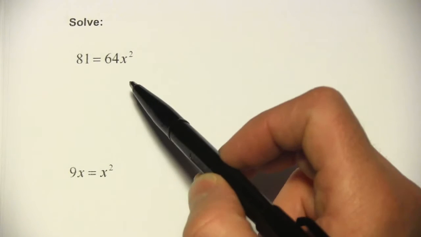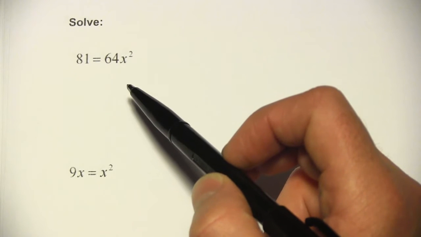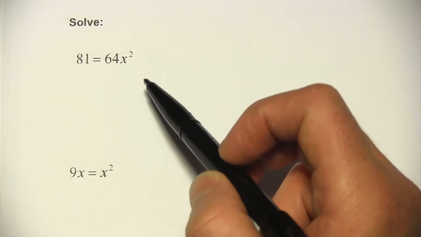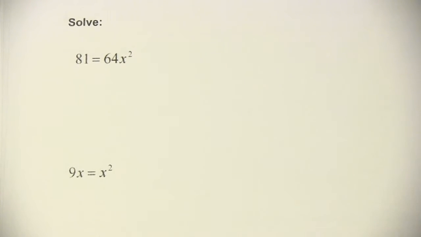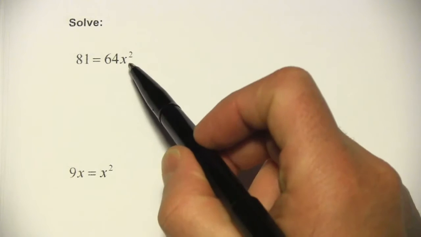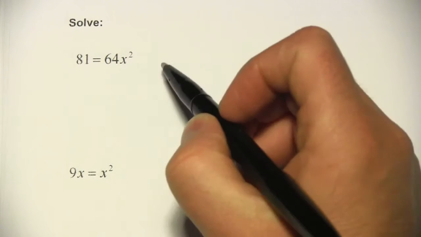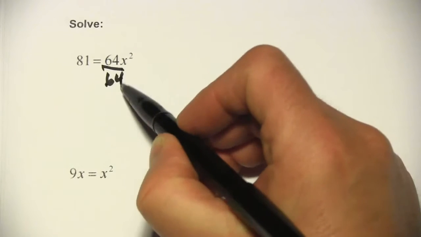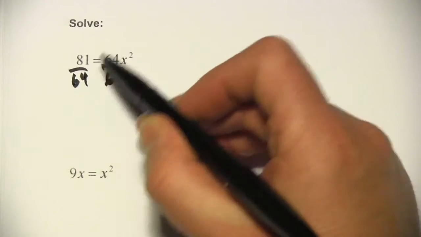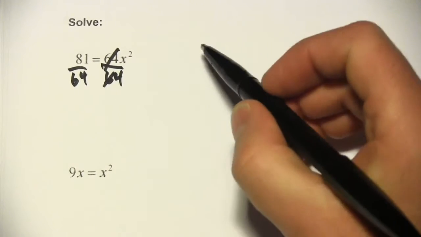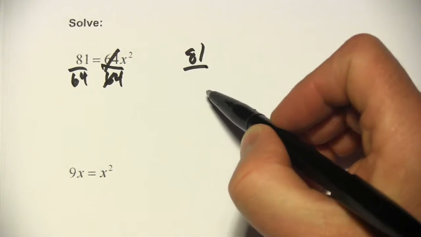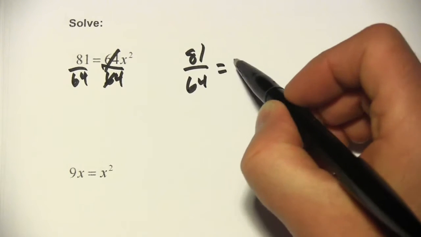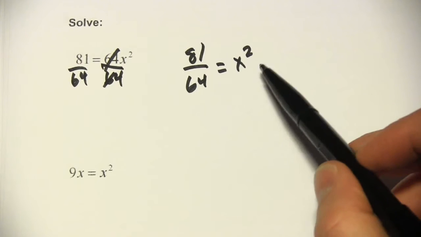Here we have 81 equals 64 times x squared. I can go ahead and solve this one like I normally would, trying to solve for x. I would get the x term alone without any coefficient, without any number involved. I'm going to divide by 64 to get that 64 off of this side. So now I've got 81 over 64 equals x squared. Well, what do I do next?